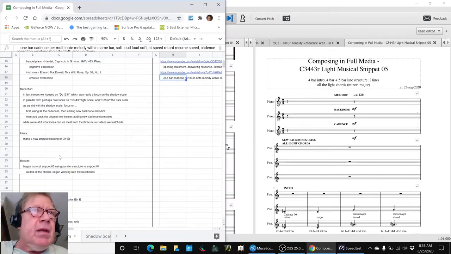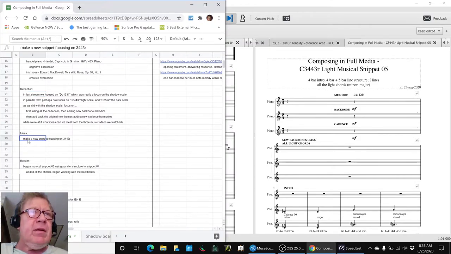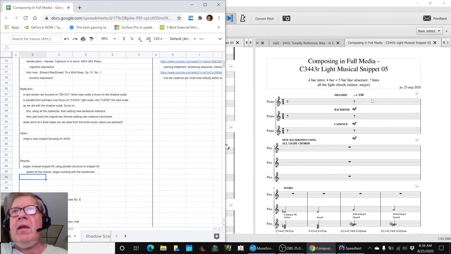So we decided that today, since in the last stream we focused on using all the shadow scale chords, we would make a new snippet using all the 3443R chords, and that is what we did. We began the snippet, and we began working with the backbones. So that's where we're at right now.